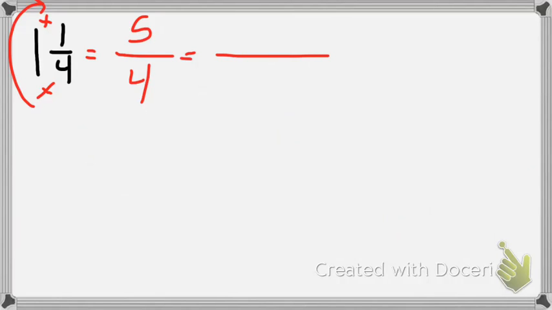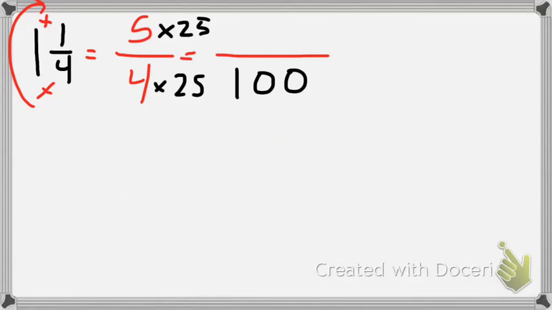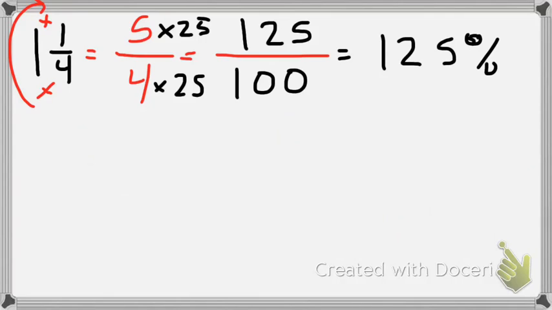Now I'm going to change this to a percent. Now we know that it's going to be out of 100%, so I want my denominator as 100. So to get that, we're going to go 4 times 25. 5 times 25, and we're going to get 125. So that will be 125%. Because right here, this is out of 100%.